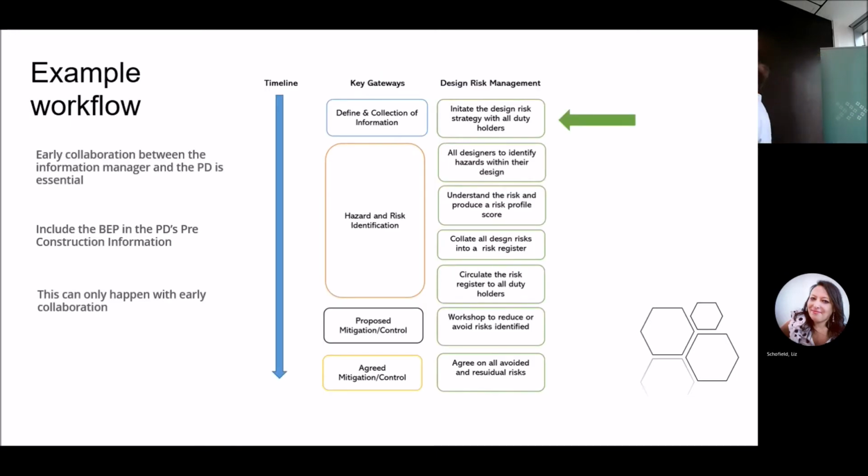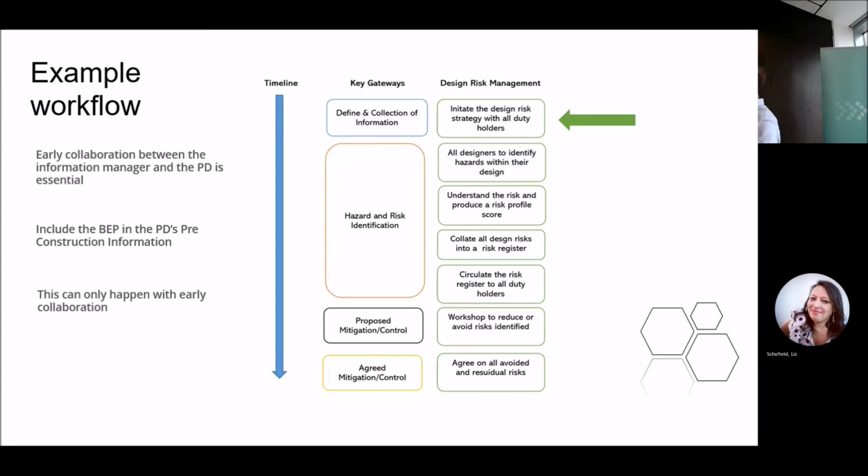So as an example of what we do at Rider, there's a lot on there. I just wanted to focus on the middle bit, really. So the key gateways, the first one of which is to define and collect your information. At this point, what we try and do is pull the information manager, BIM coordinator together with the principal designer and understand what's needed at the back end of the project so that the principal designer can put this in his pre-construction information, align his risk registers and go forward into the hazard and risk identification stages, which is done through DTMs or design team meetings, workshops with the design team.